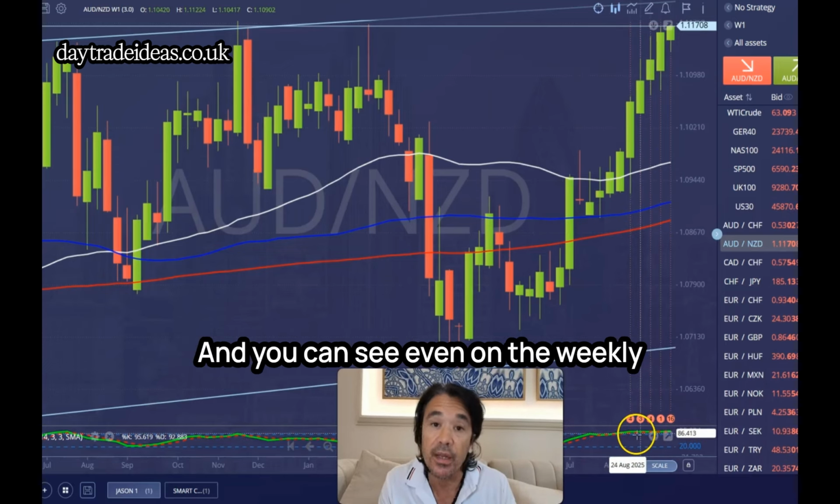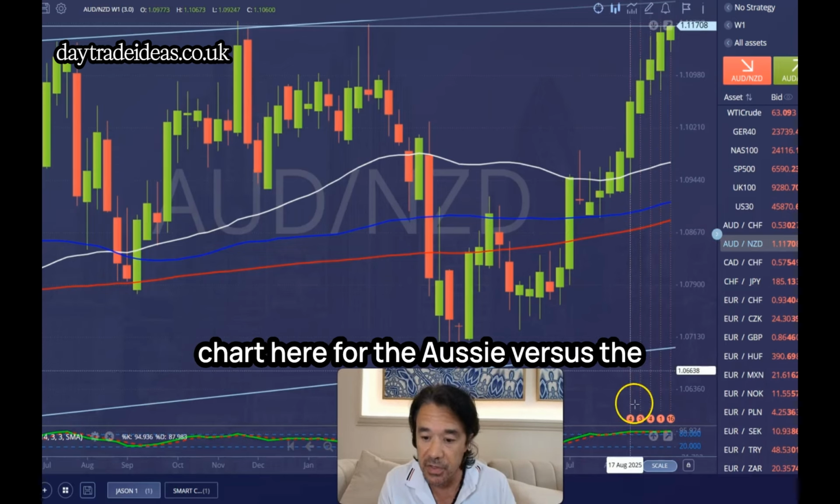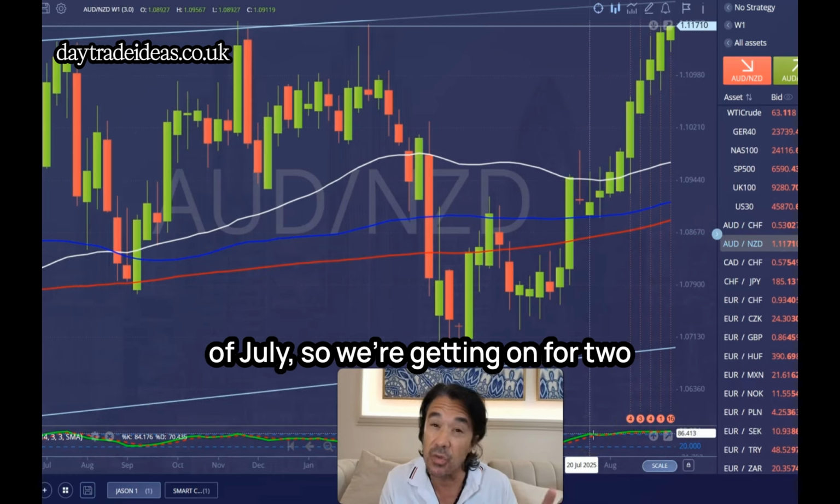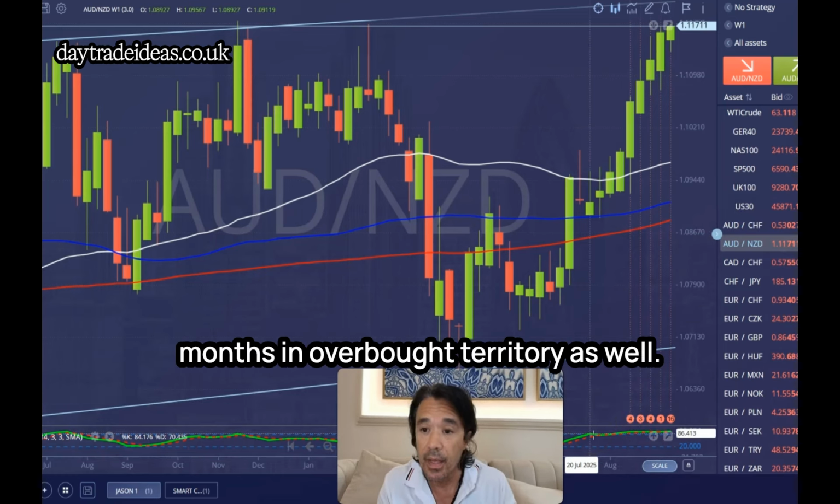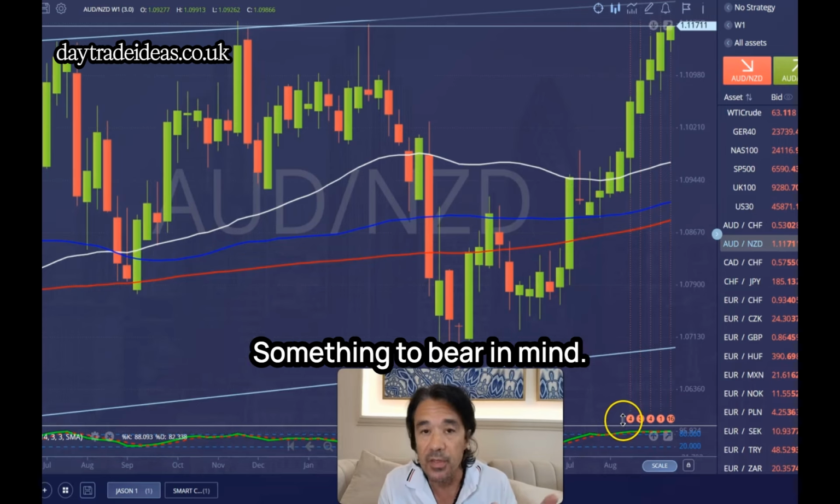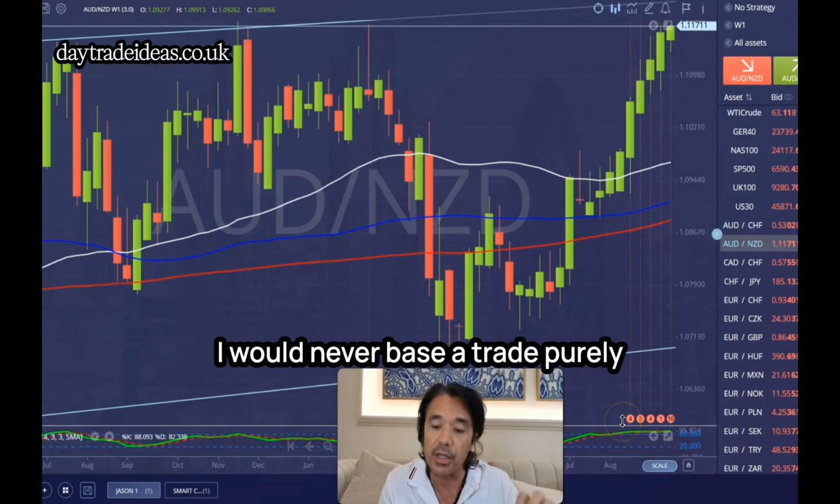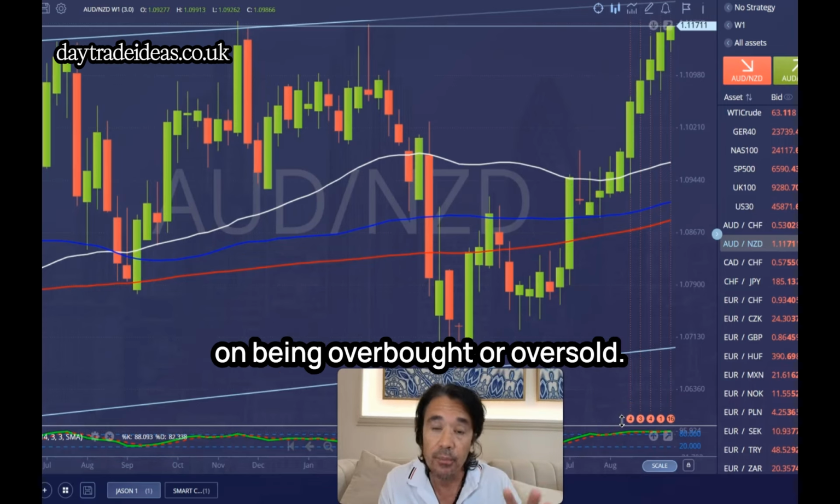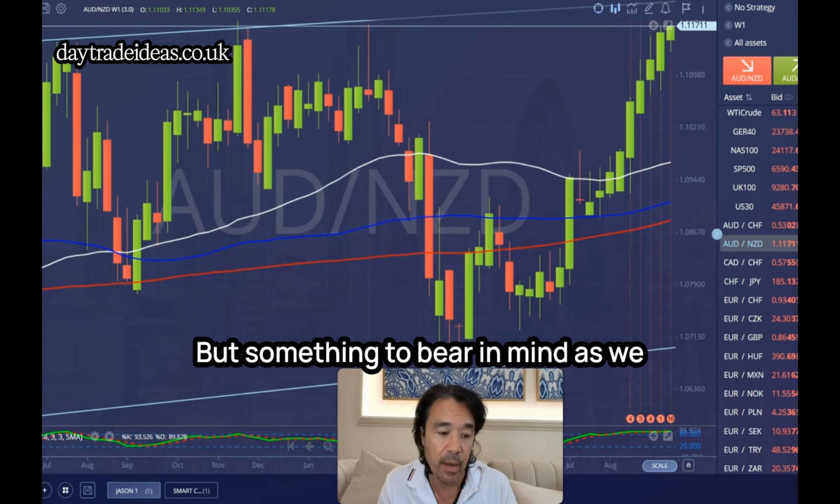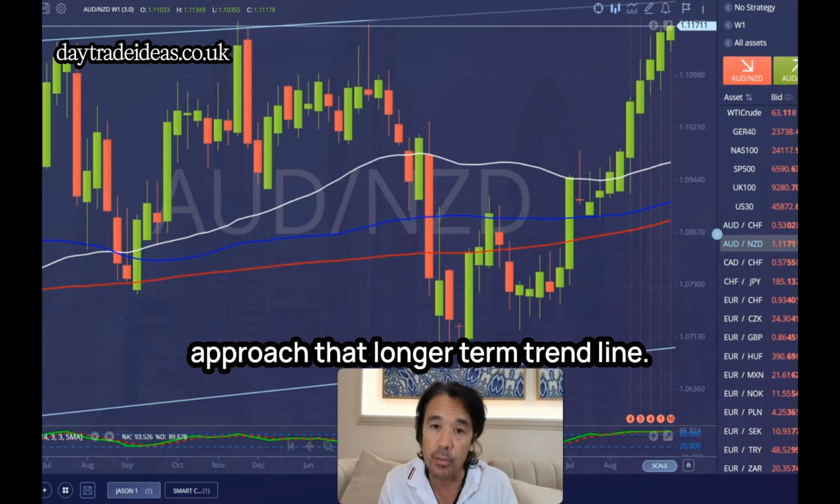And you can see even on the weekly chart here for the Aussie versus the New Zealand dollar since the 20th of July, so we're getting on for 2 months, in overbought territory as well. Something to bear in mind, I would never base a trade purely on being overbought or oversold, but something to bear in mind as we approach that longer term trend line.